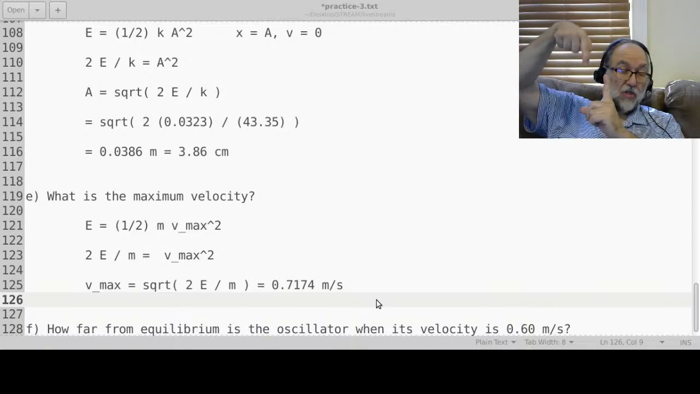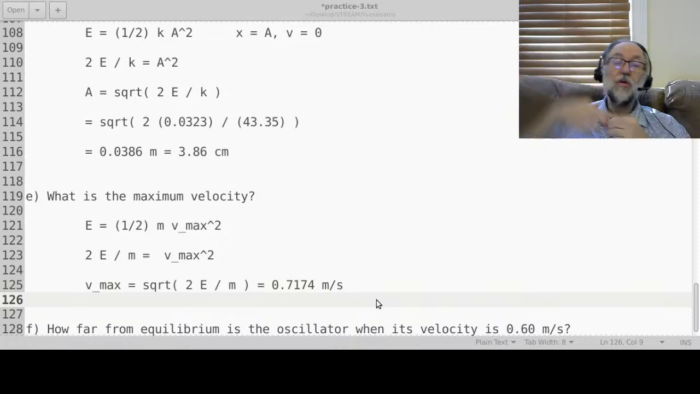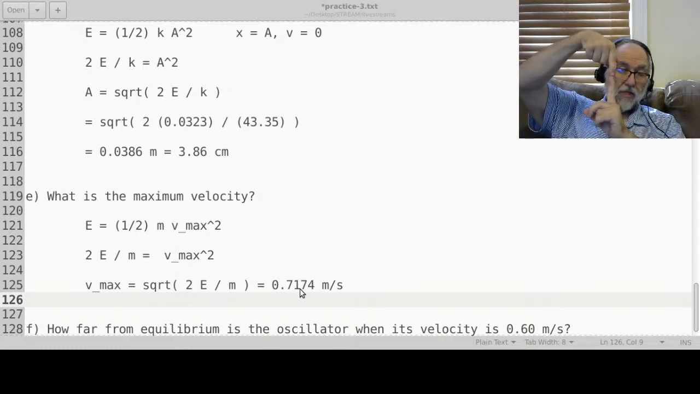And as you come in, when you pass the 2.5 centimeter point, you're traveling at 0.5 meter per second. So by the time you get to equilibrium, you expect to be bigger than 0.5, and you are. You're 0.7174. Okay, and so let me explain that again, in case you missed the logic.